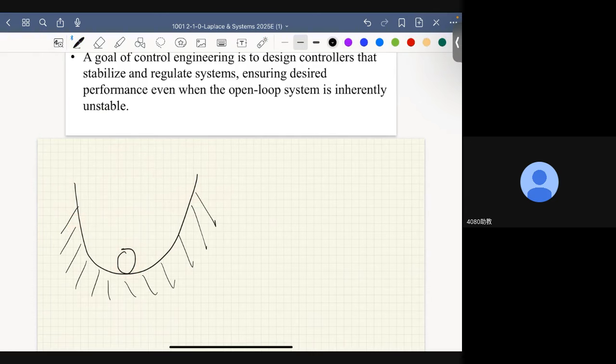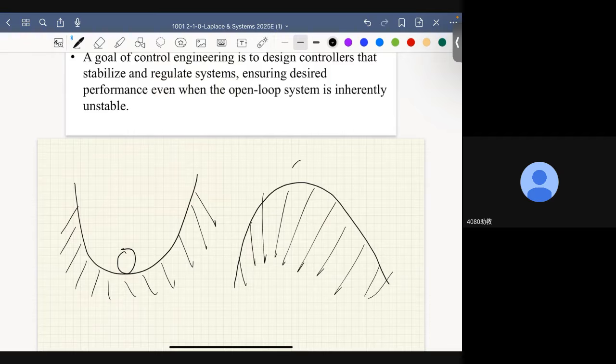By contrast, if the surface looks like this, and the ball is located at the very top of a hill, okay? If nothing happens, if this ball has not been excited by any input, then it will stay in that equilibrium position forever and ever.